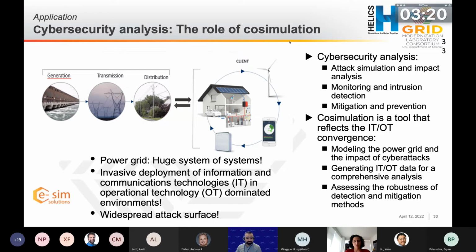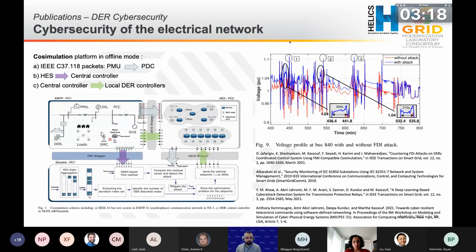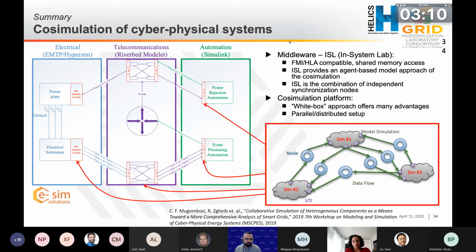Thank you, Marta. Next slide, please. For the co-simulation platform, a part of the work that was concentrated on the electrical part was to co-simulate 3 areas: electrical, telecommunications, and automation. At Hydro-Quebec right now, we are using the ISL in System Lab middleware developed by eSIM Solutions, but we're open to integrating Helix in the future.